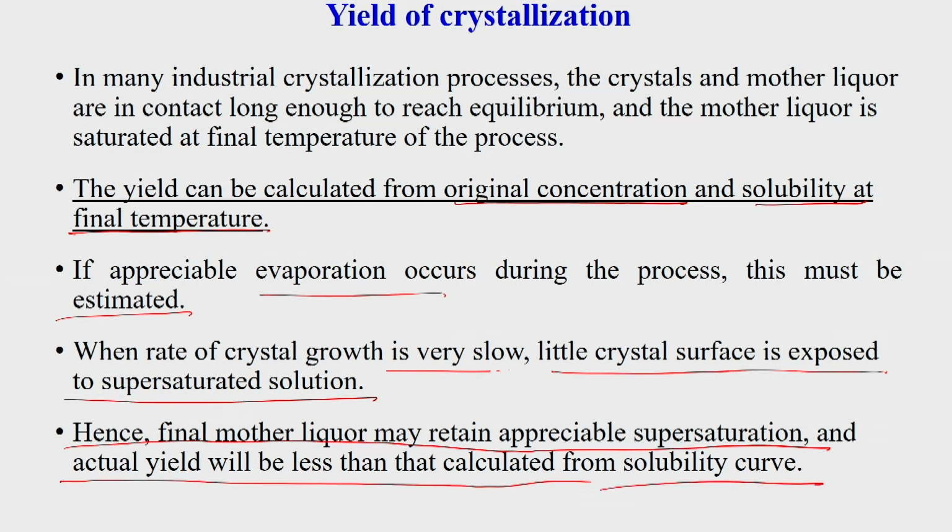the solubility curve. That is what we actually tried to explain: due to the supersaturation at a particular temperature, the mother liquor will contain more solute than its solubility limit. That is why the actual yield will be lesser than that calculated from the solubility curve or saturation curve.